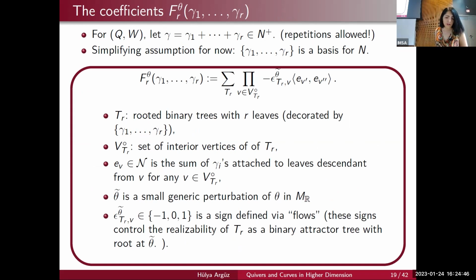And the technical story in this paper from 2 years ago was to show you can actually have well-defined signs, and we describe these signs with some flows, and we showed they have to do with the realizability of tropical trees.